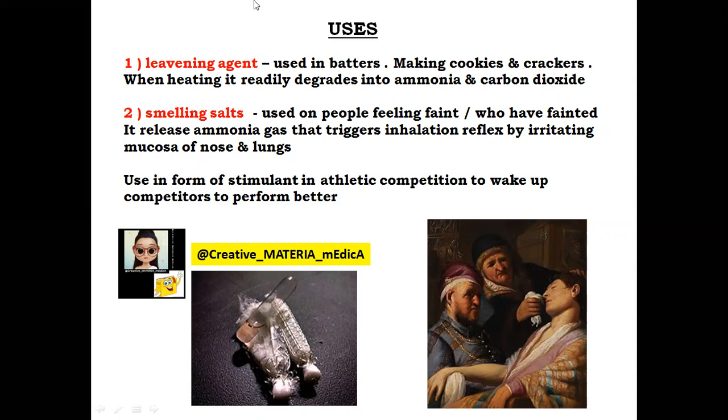It is used as smelling salts, used on people feeling faint or who have fainted. It releases ammonia gas that causes irritation to the nasal mucosa and the lung mucosa. It is used as a stimulant in athletic competition to wake up the competitors to perform better. This is the smelling salts bottle, and this is the picture showing that it is used as smelling salts for the person who has fainted.